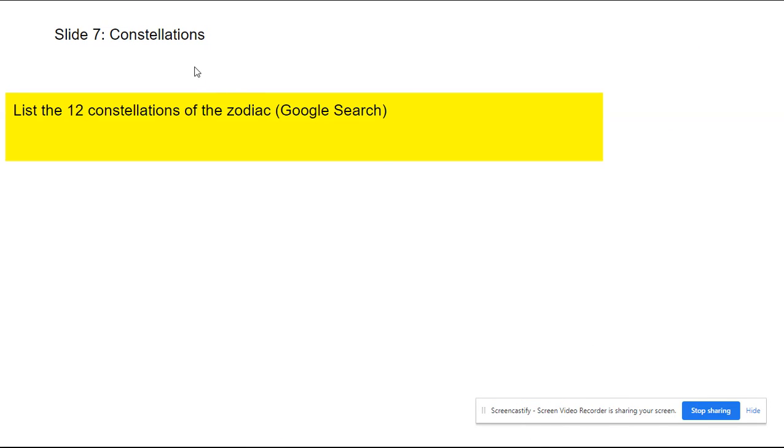Okay, on slide 7 here, I want you to list the 12 constellations of the zodiac. Do a Google search and go ahead and write it down or list them down in Edpuzzle.